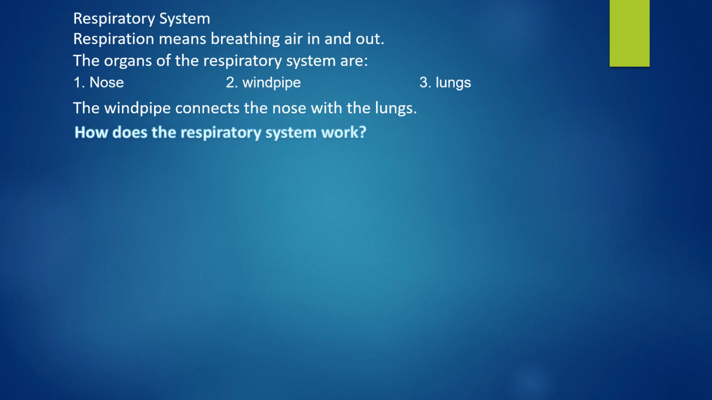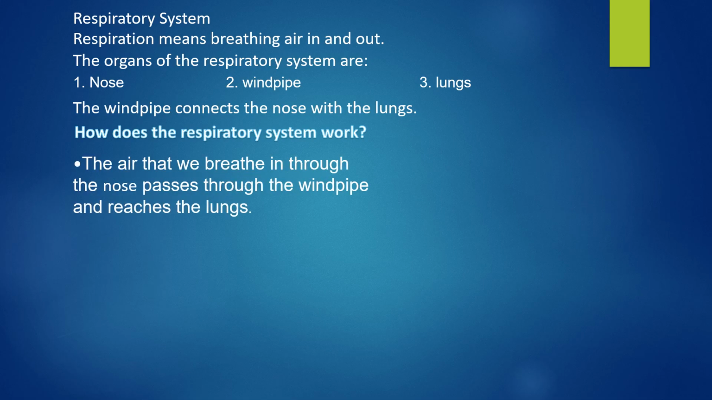How does the respiratory system work? Let's learn about that. The air that we breathe in through the nose passes through the windpipe and reaches the lungs. So when we breathe, the air goes through the nose and reaches the windpipe. Then it goes to our lungs, where it gets purified and used by our body. In the lungs the air is cleaned.